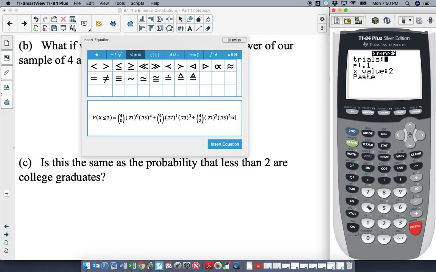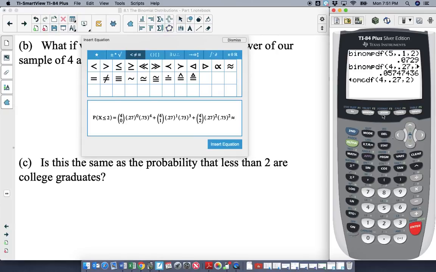I have 4 trials. Probability of success is 0.27. And my x value is going to be 2, which means I'm including 0, 1, and 2 because I picked binomial PDF. Oops. I meant to pick binomial CDF, and I clicked on the wrong one. Let me try that again. Binomial CDF, there we go, of 4 trials, probability 0.27, x value of 2.